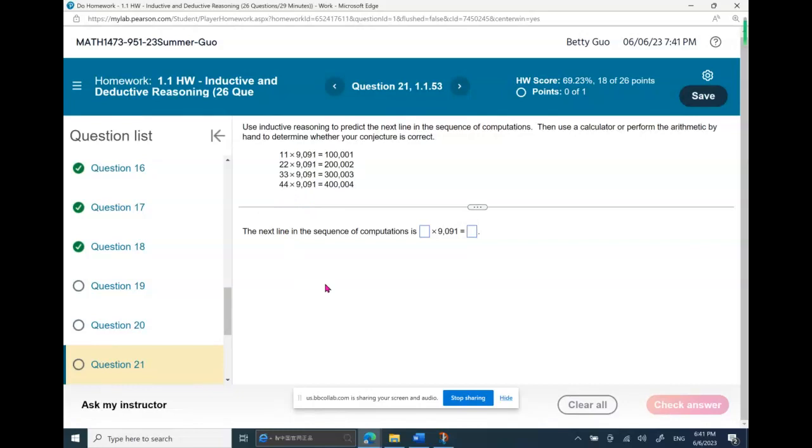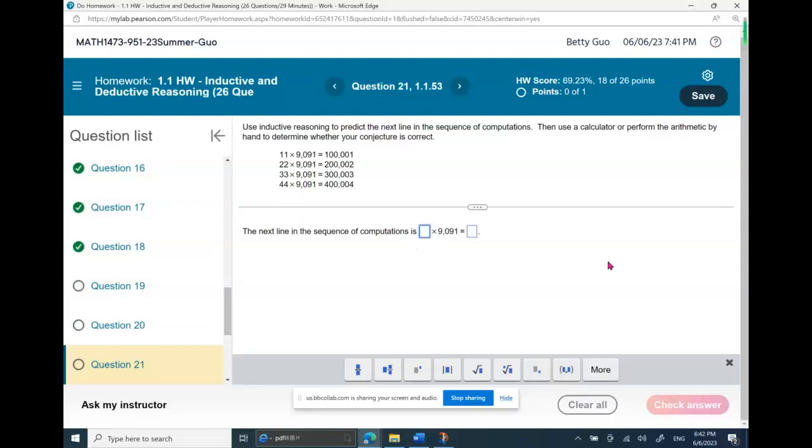Use inductive reasoning to predict the next line in the sequence of computations. Then use a calculator or perform the arithmetic by hand to determine whether your conjecture is correct. The conjecture of inductive reasoning is not certain. Let's see what we have in this case. So we have 11 times 9091 gives us that. 22 times that gives that. 33 times that.